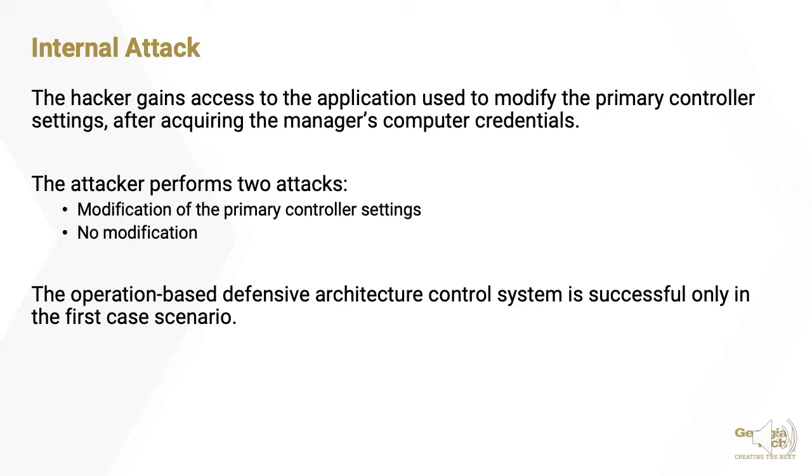During the first case scenario, the operational-based defensive architecture control system detects with the supervisor the abnormal activity and quickly switches control to the secondary controller. However, when the intruder is making extremely small or no changes at all, the operation-based defensive architecture control system does not detect any suspicious activity.